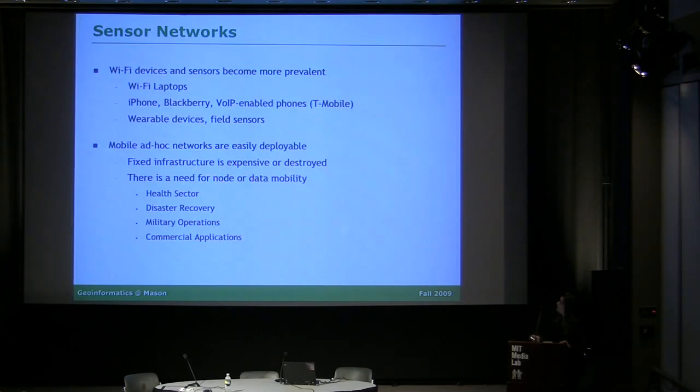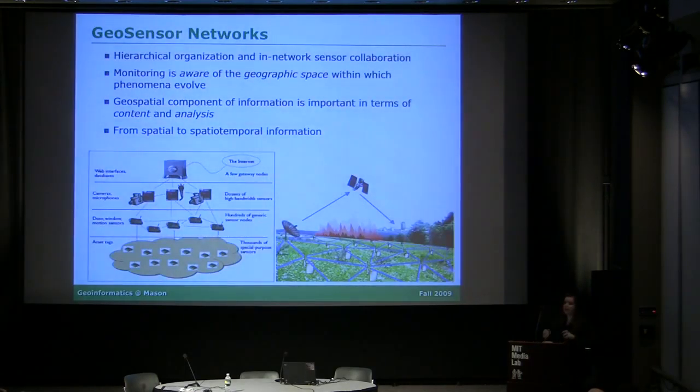Now, data mobility and even node mobility, if we're talking about sensor networks, are two things which are of interest to a variety of application domains or sectors. You can see health, disaster recovery, military, commercial applications. So this is not something that is coming out of a particular need, but it can address the needs of a variety of applications.